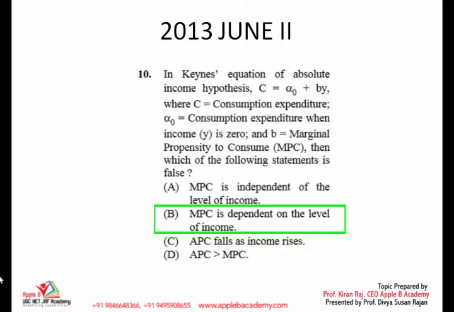Now, as per the propositions stated by Keynes, we already know that options C and D stand true. APC is greater than MPC, and also APC falls as income rises according to the Keynesian absolute income hypothesis. Now, with respect to A and B, is MPC dependent on the level of income, or is it independent of the level of income? So the answer to this is B, since MPC is independent of the level of income. Again, note that the question asked here is which of the following statements is false.